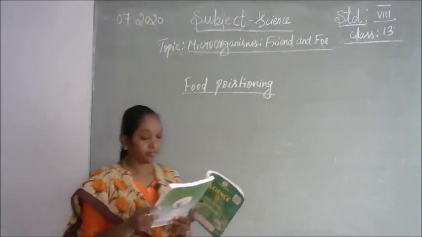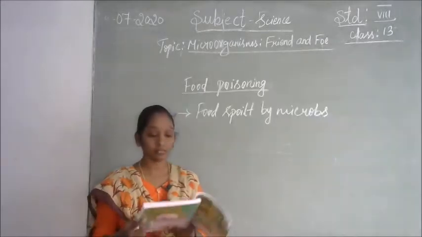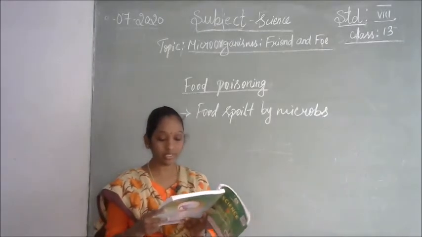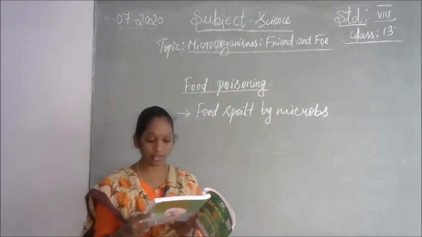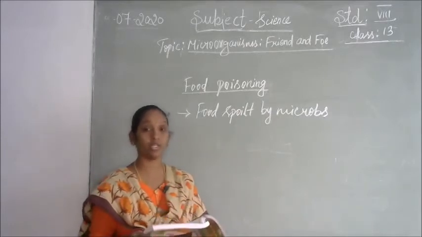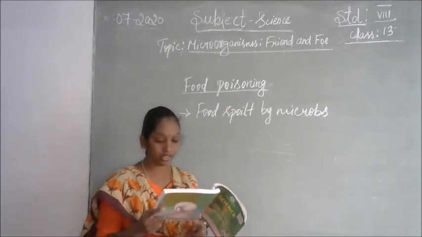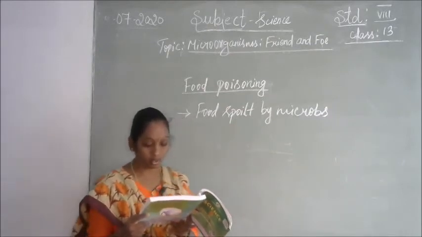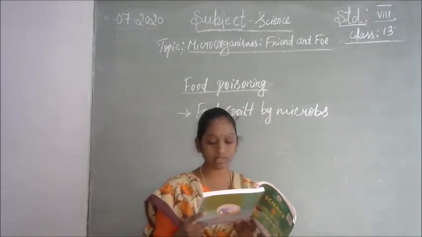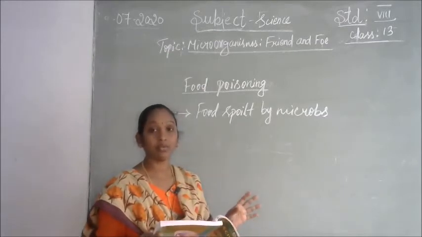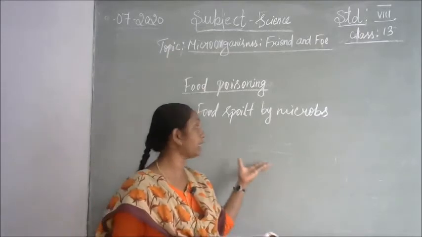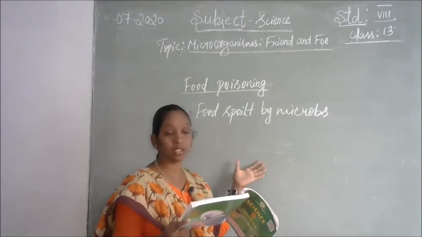Food poisoning could be due to the consumption of food spoiled by microorganisms. Whatever the food, if it is spoiled by microorganisms, it becomes poisoning. Microorganisms that grow on our food sometimes produce toxic substances. So sometimes microorganisms grow nicely in the food and the food becomes toxic.